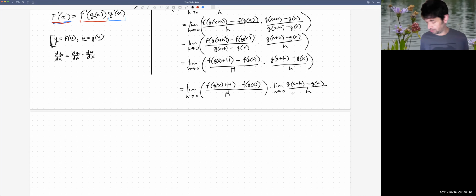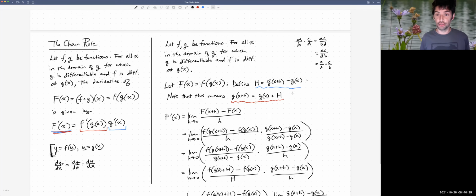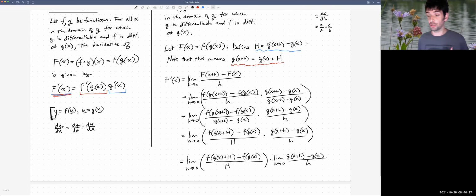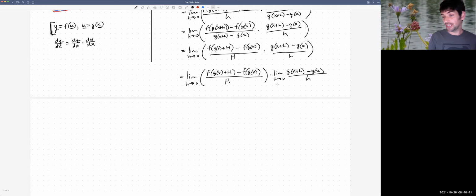And remember, we started with g being a differentiable function. We're looking at the x's for which it's differentiable. So we know that that derivative exists, right? Those are the only x's we're talking about. So here we have the derivative.